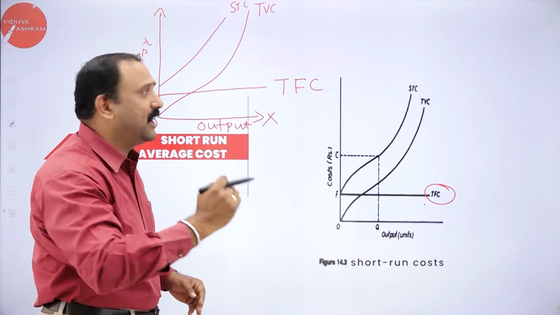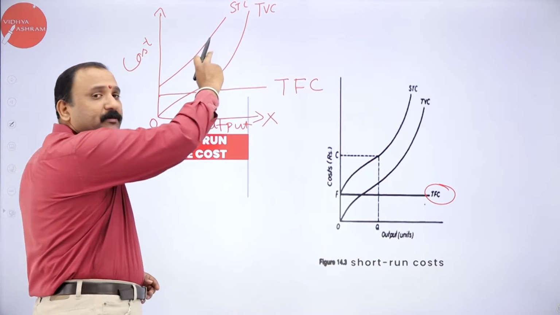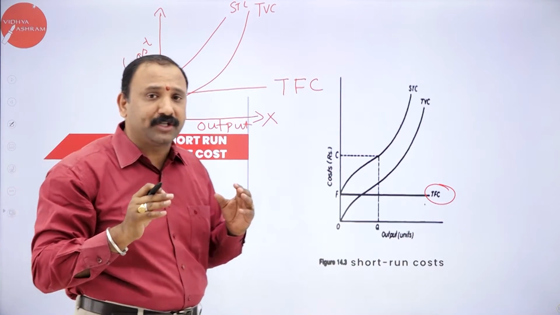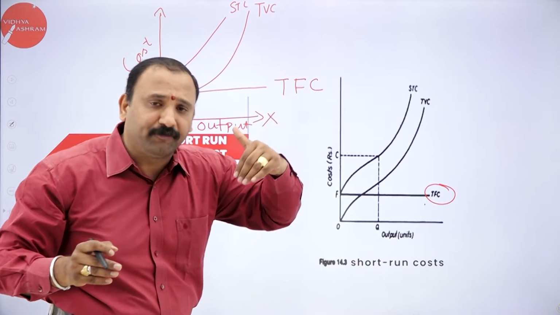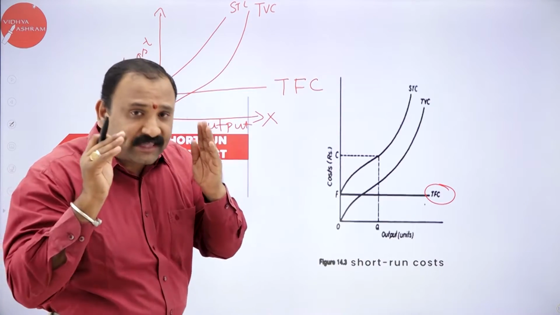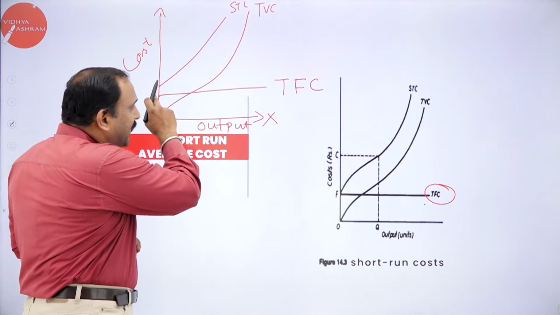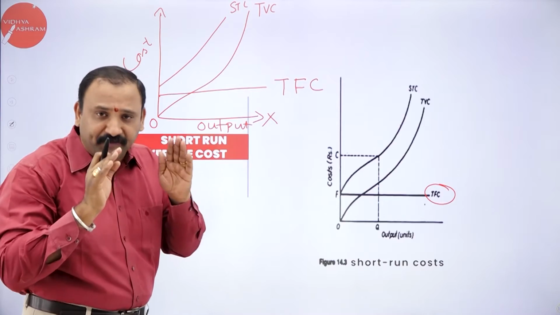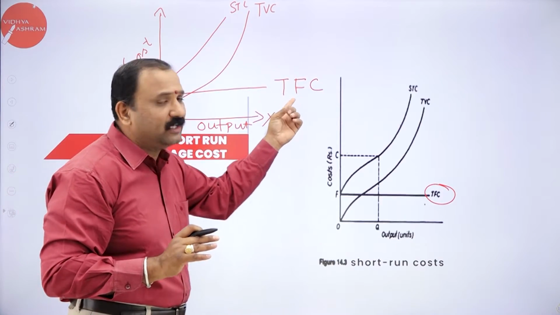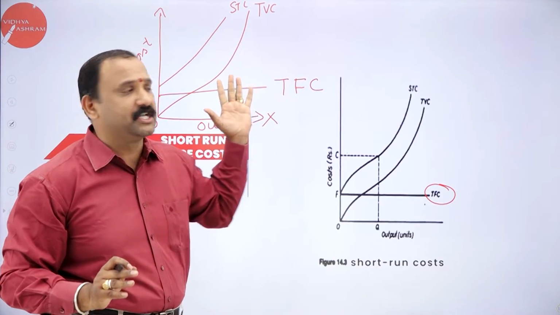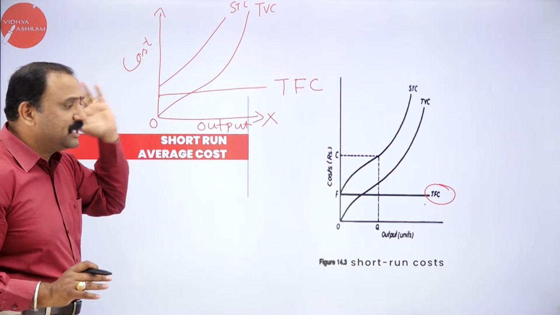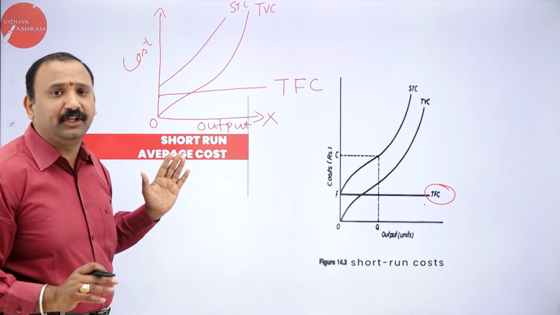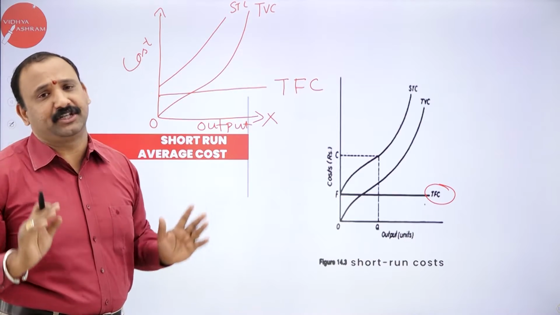As you are manufacturing, there will be a short-term cost also. The short-term cost is why? Because it is a part of your production. With that factor, there will be a horizontal straight line that is fixed in nature. That is called your total fixed cost. Once you have completed this, you will be able to understand your short-run average cost.